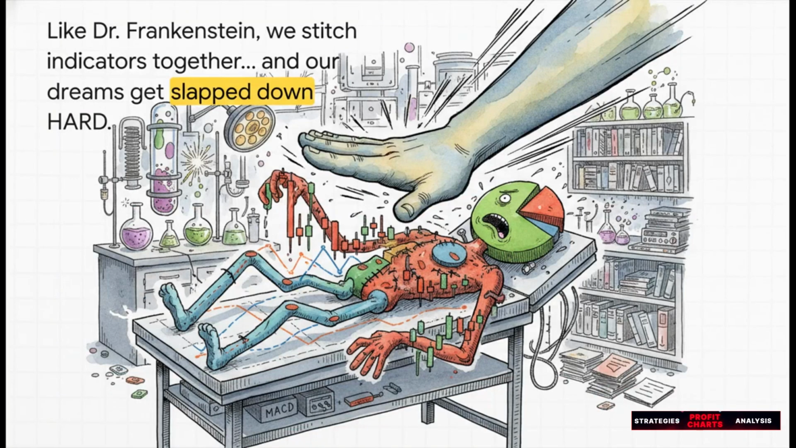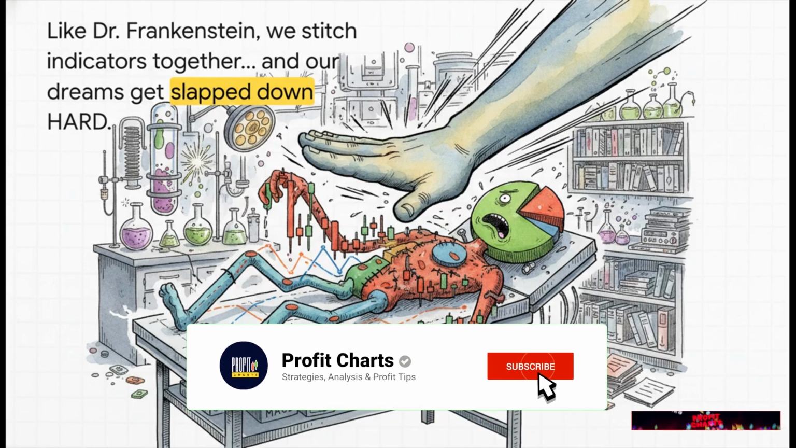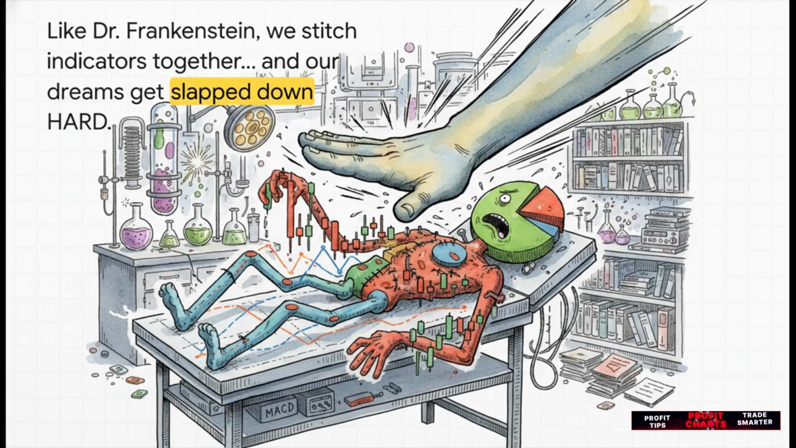But then, bam, reality comes crashing in. We all turn into Dr. Frankenstein in our little trading lab. We grab a piece of an RSI here, bolt on a moving average crossover there, maybe throw in a jolt of MACD, and we flip the switch, just hoping our creation comes to life. And what happens almost every time? The live market takes one look at our monster and slaps it down, hard. It's a frustrating universal rite of passage for traders.